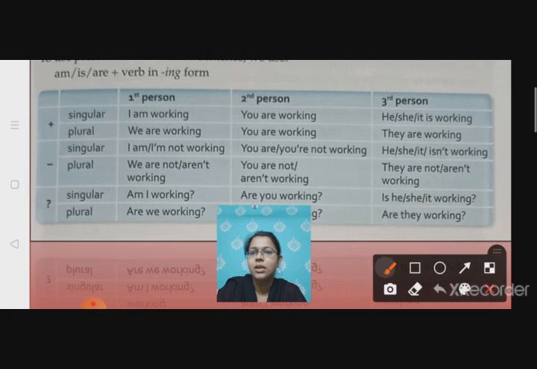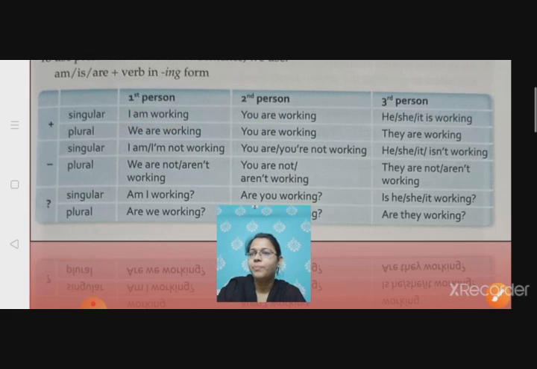So you can see the auxiliary verb we are using is, first person, am plus working, that is work plus -ing. Second person we are going to use are, and for third person singular we are using is. For the plural positive sentence we are writing we are working, you are working for second person, and third person they are working. So students, remember, for plural form for first, second and third person we will use are plus verb-ing.